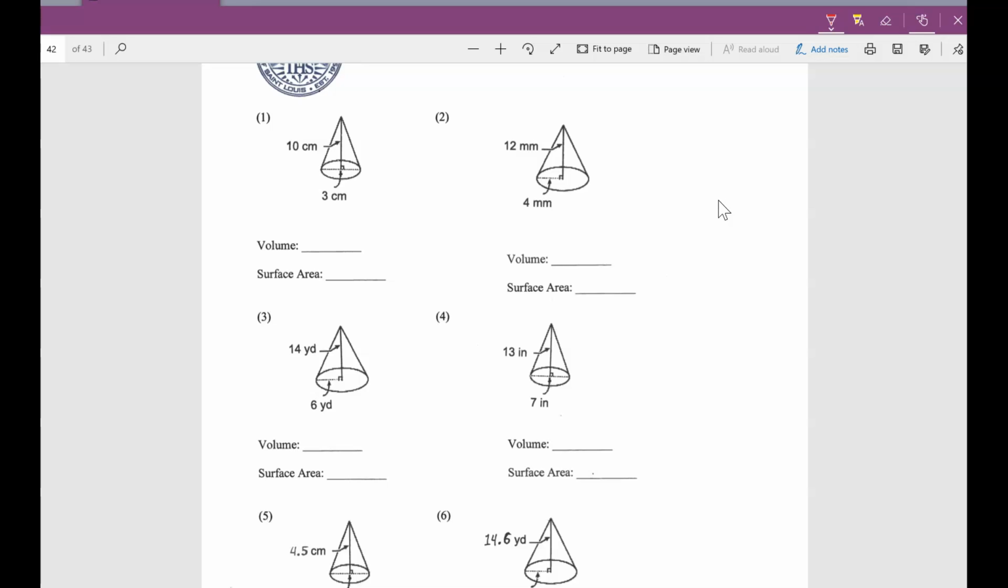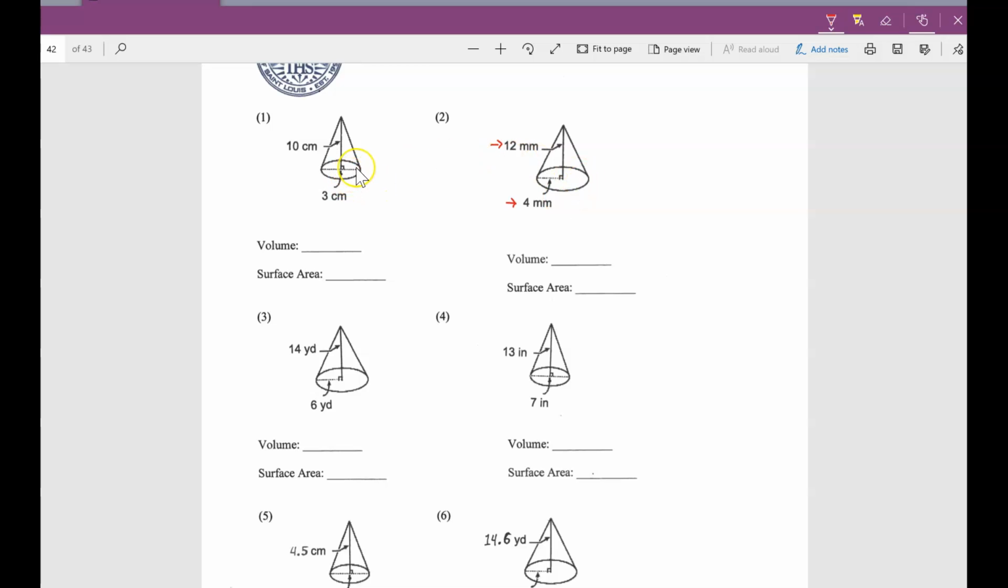The idea here is that a cone is always exactly 1/3 the volume of a cylinder with identical dimensions. So if you had a cylinder, for example, let's look at number 2, with a radius of 4 and a height of 12, the cone that has those same measurements will have exactly 1/3 the volume of that same cylinder.